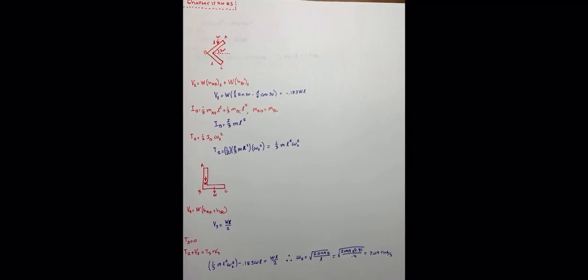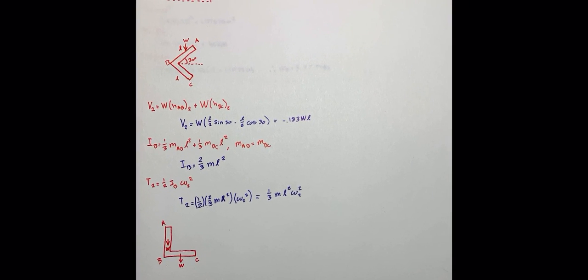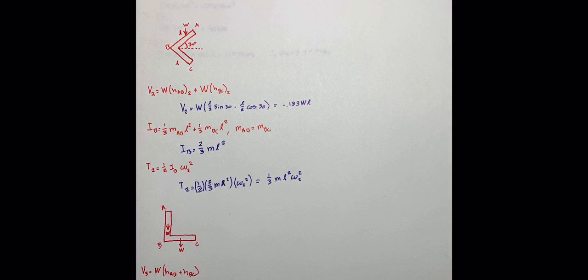Number 3, we have two identical slender rods that are welded together to form an L-shaped assembly, and we're supposed to determine the magnitude and angular velocity of the assembly as it passes through the position where the rod AB forms an angle of 30 degrees with the horizontal. So we'll draw a free body diagram of the situation. So we'll get V2 is equal to W times HAB plus W times HBC.